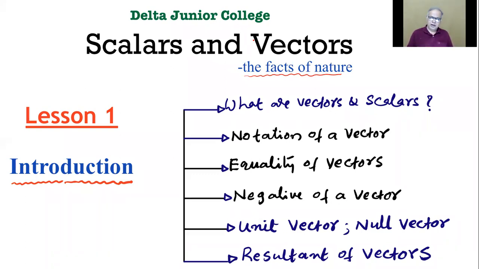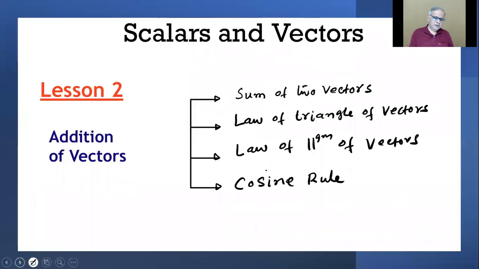If a vector is already there and a vector opposite to that with equal magnitude, you can call it the negative of this. And then unit vector, null vector, resultant of vectors. So it's like initiating you into the process. So that part will be taken care of.